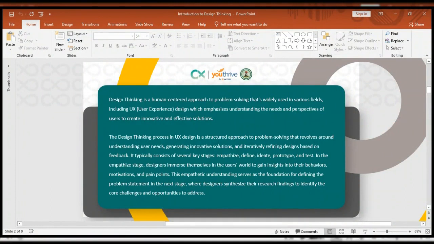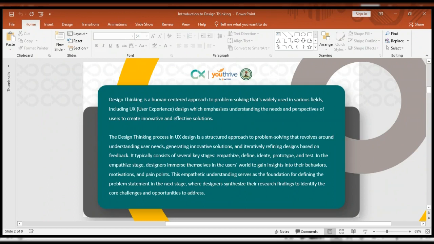This empathetic understanding serves as a foundation for defining the problem stated in the next stage. Now, in the empathy stage, you bring yourself down as a designer and go into the user's world to understand their behavior, needs, and pain points. They will give you a basket full of frustrations and problems. It is just like when you go to the market: you have to bring yourself down from rich to middle class, go into the poor markets, buy things, go back.